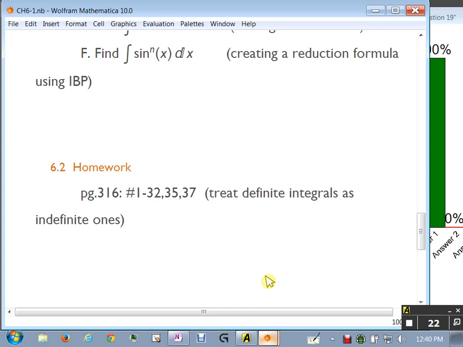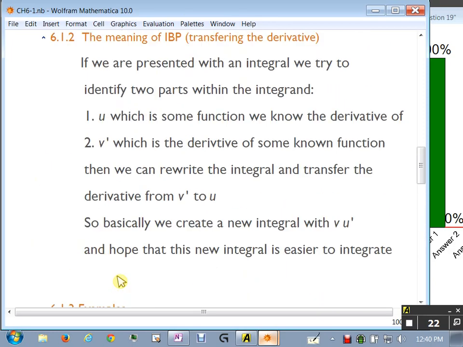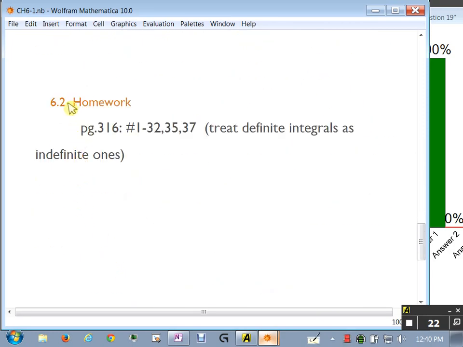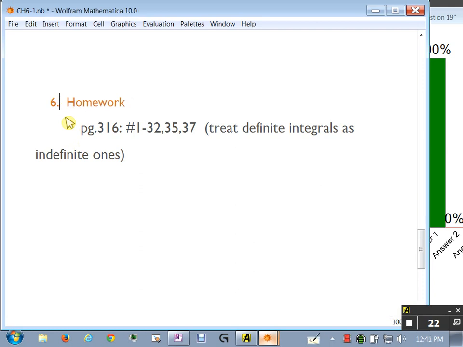That should be 6.1, shouldn't it? I don't know why I put 6.2 there. The page number's right.